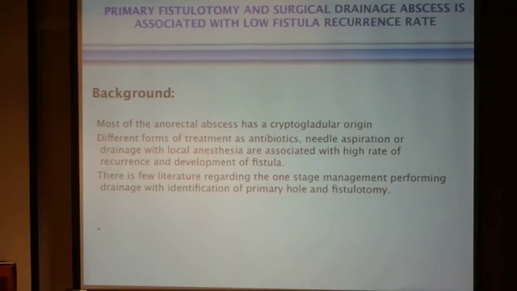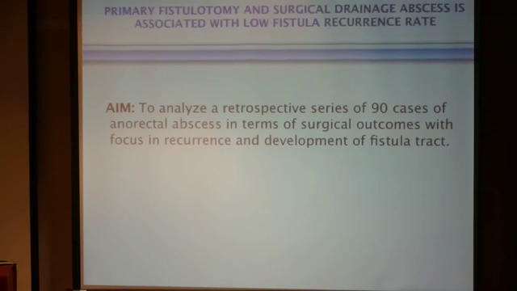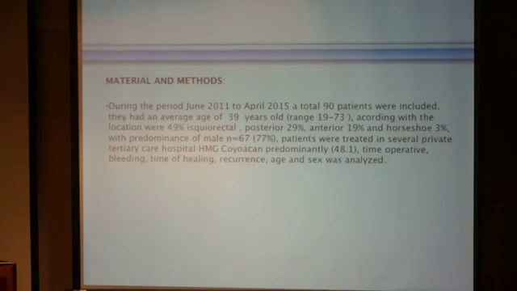So for this reason, we analyzed our data in a retrospective fashion, considering that most of the patients have a cryptoglandular origin of the abscess, and different forms of treatment such as antibiotics, needle aspiration, or local drainage are associated with a high rate of recurrence or development of fistula, and also because there is little literature regarding the one-stage management of this disease. So we analyzed 90 cases in retrospective fashion with a focus on the recurrence and development of fistula tract. During the period from June 2011 to April 2015, we had an average age of 39 years, with a range between 19 and 73.